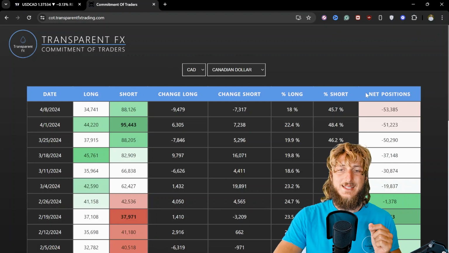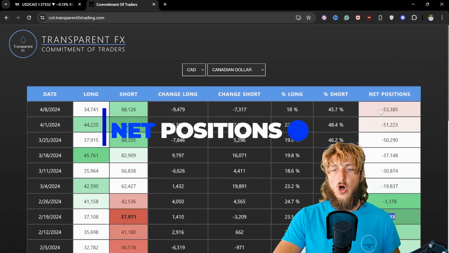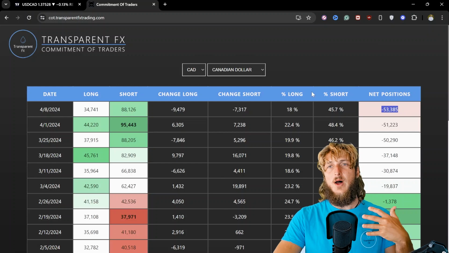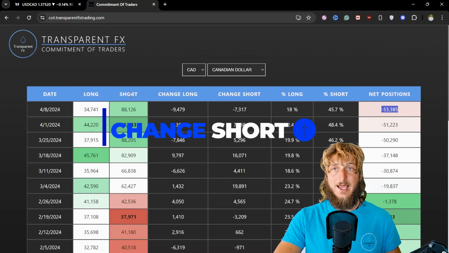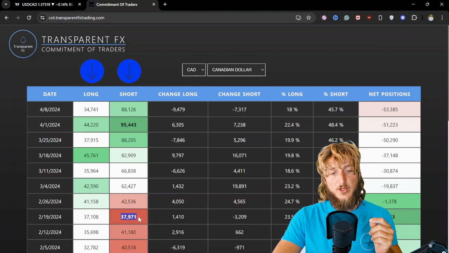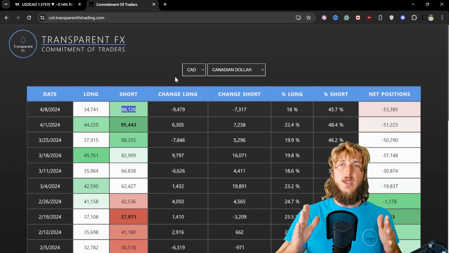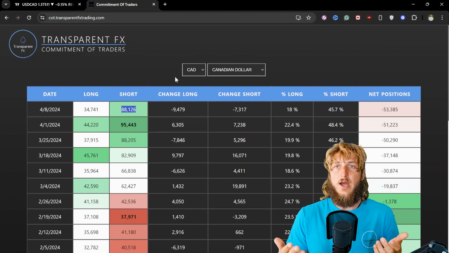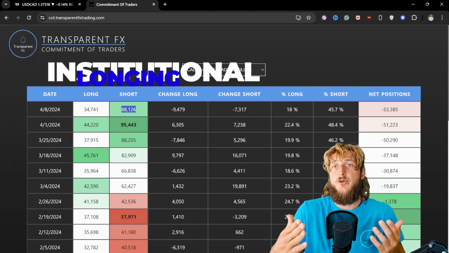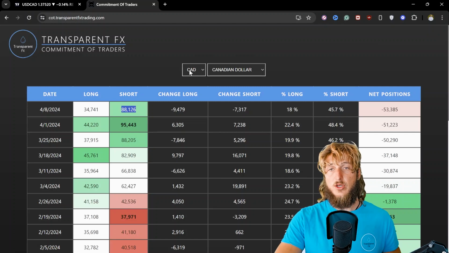And what we can see here is that net positions with the last report went from minus 86.3K all the way down to minus 153.3K net positions. This shows how a huge amount of shorts are getting added from an institutional perspective on CAD USD. In fact, we can notice how institutions have increased their shorts from 37.9K all the way up to 88.1K. So if institutions are shorting CAD USD, they're actually longing USD CAD in order to short CAD USD. So this means that institutions are massively longing USD CAD.